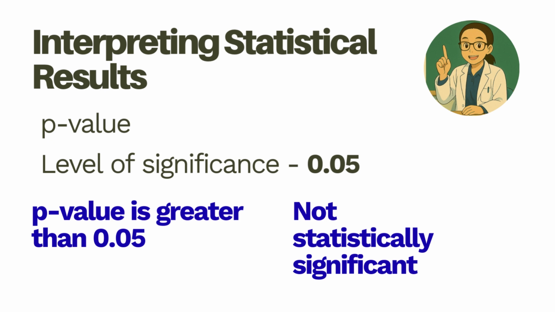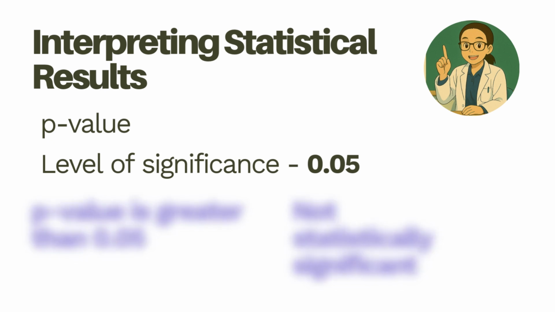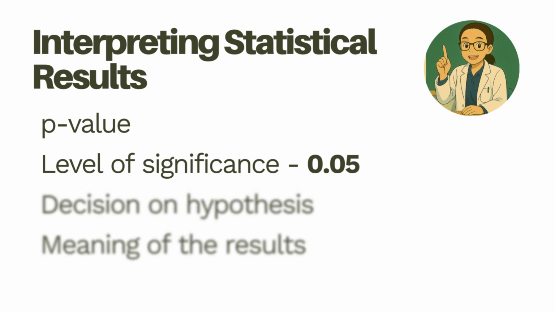Based on this, the researcher makes a decision on the hypothesis. A significant result leads to rejecting the null hypothesis, while a non-significant result leads to accepting it. Interpreting results helps researchers explain whether their study supports the research questions or not.